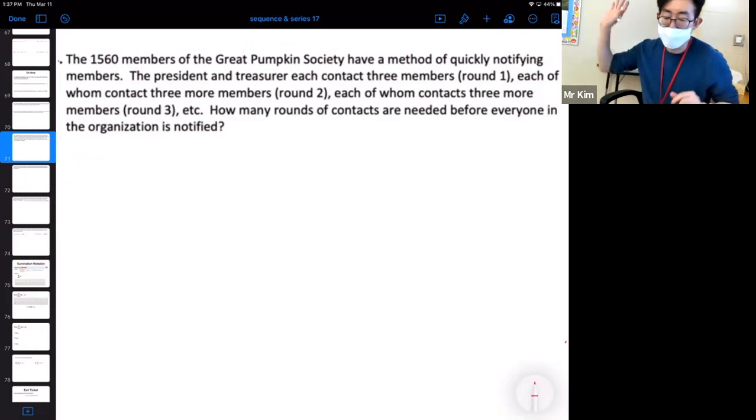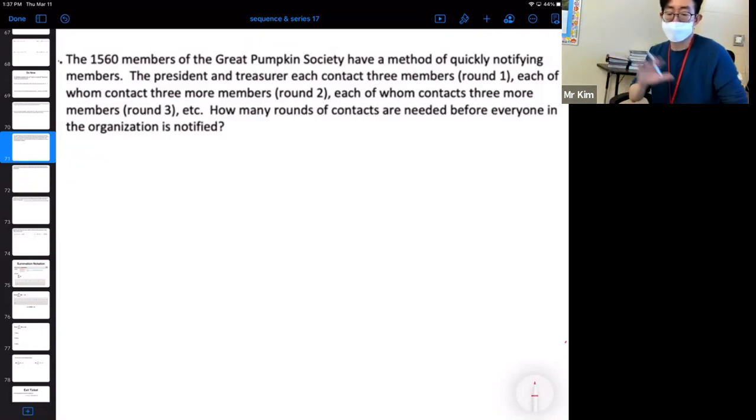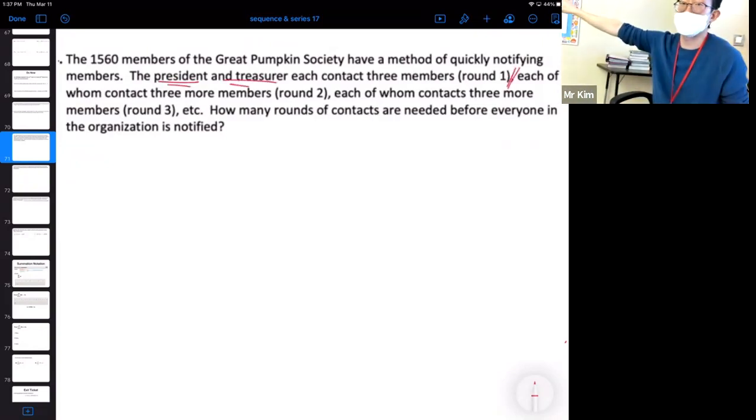Okay, let's take a look at the very first problem. The 1560 members of the Great Pumpkin Society have a method of quickly notifying members. The president and the treasurer each contact 3 members in round 1. Now let's put a pause button right there.